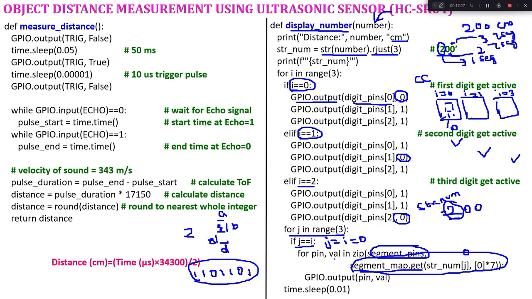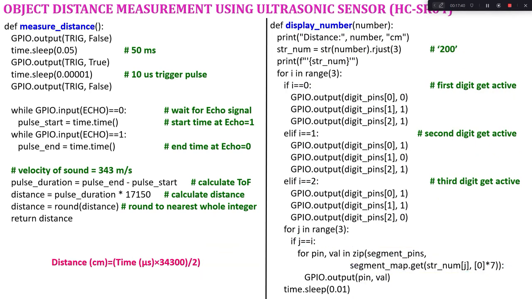Then output this value, right? Output this value to the corresponding pins. So 2 gets displayed when I equal to 0. When we have I equal to 1, then the second digit, right? So second digit will be selected. Second digit will be selected again.